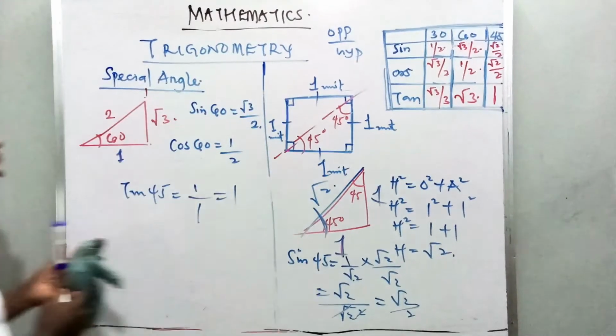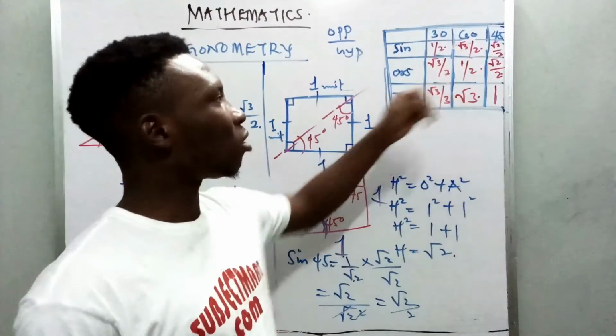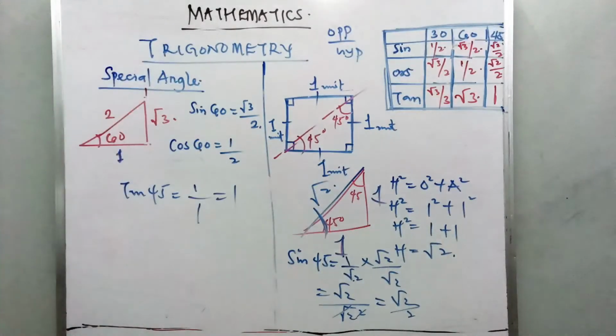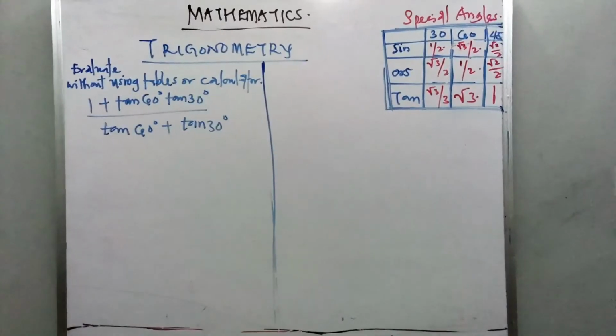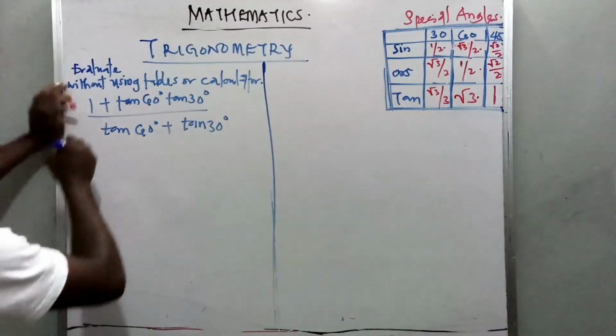So at this junction, we've been able to get our special angles. So let us now use these special angles to answer questions. So going further, we have a question here. So we want to use what? Special angles to treat this question.